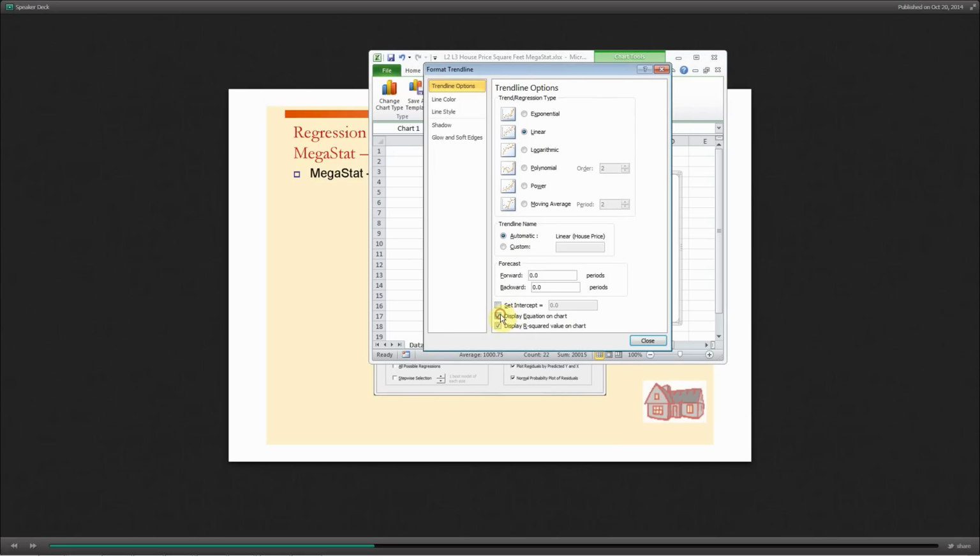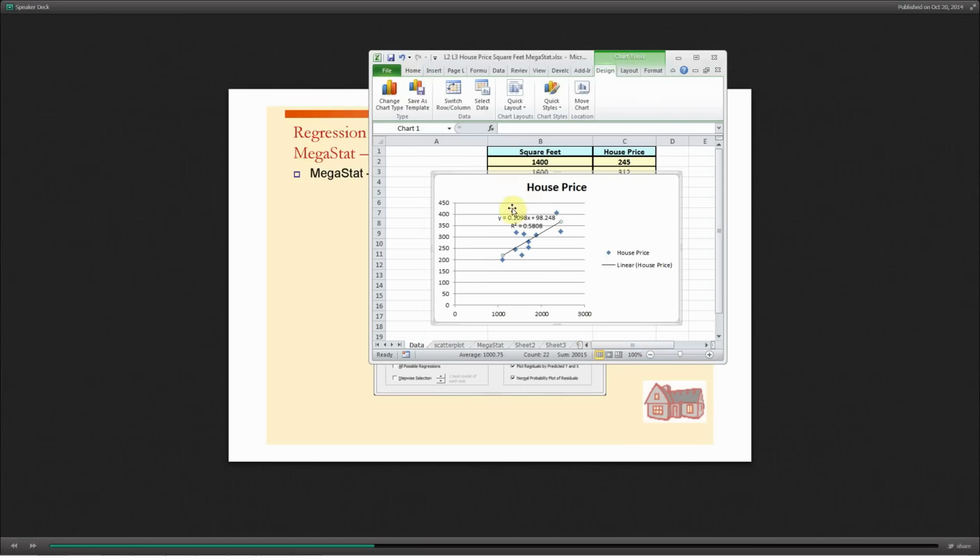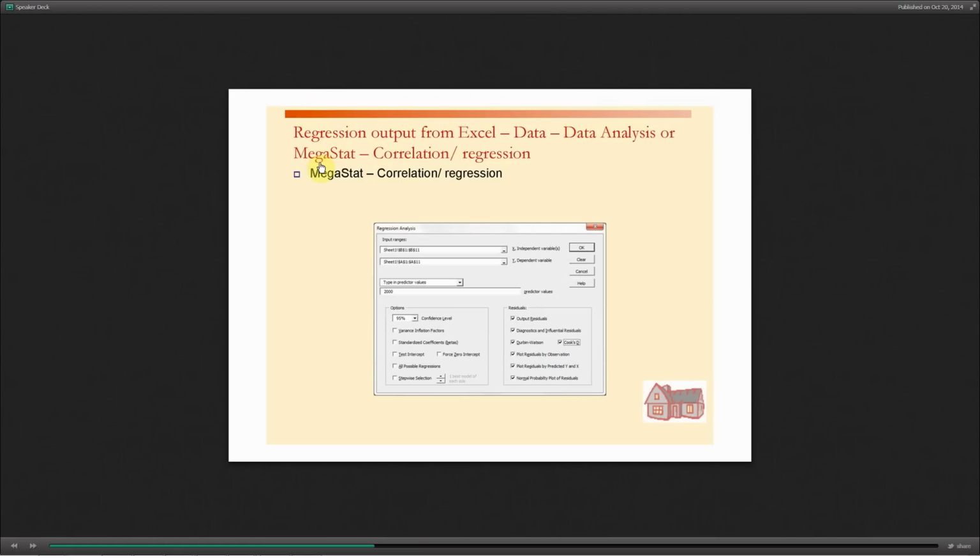Now I can just insert a trend line, and I can have it display the equation on the chart. You can see that this is the least squares linear regression for this data, with y equals the slope, that's the B1, x plus 98.248. We'll talk about the r squared in a second, but this would be the least squares estimate for this data. We can also use Megastat.